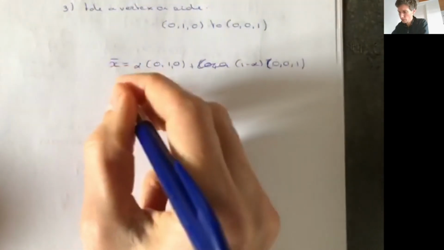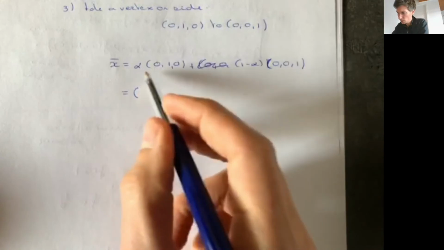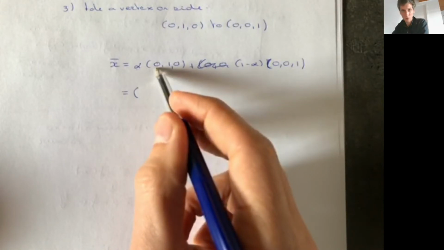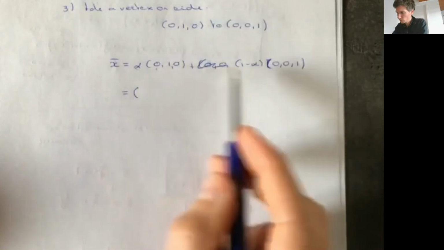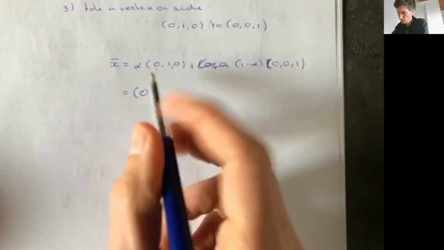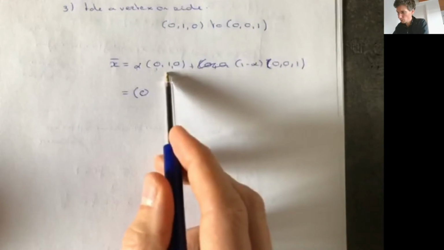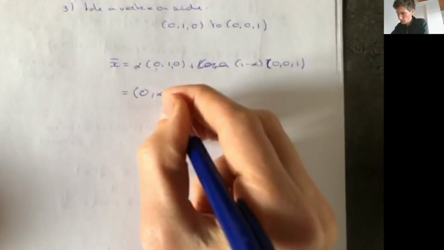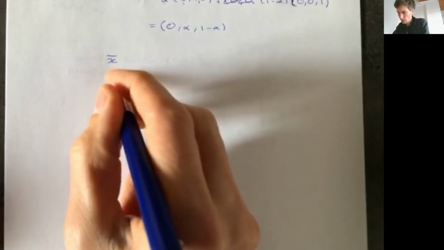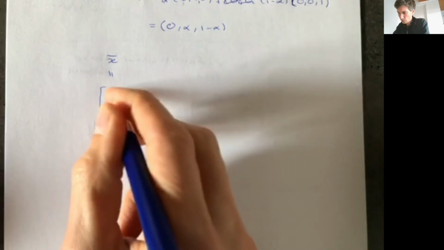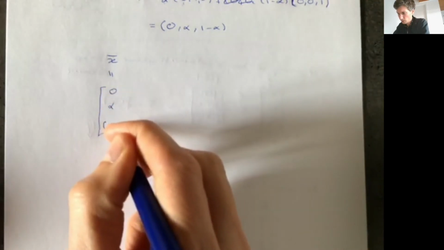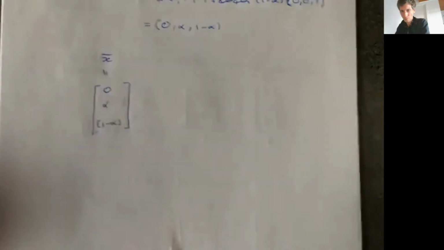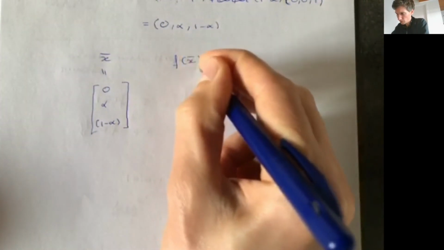Okay, so if I make this computation, I get a vector where the first component will be 0, right, because I have a 0 here and a 0 here. The second component will be alpha, and the third component will be 1 minus alpha, for some alpha between 0 and 1. Okay, so here I have the vector x, which consists of 0, alpha, 1 minus alpha. And then I have f of x.